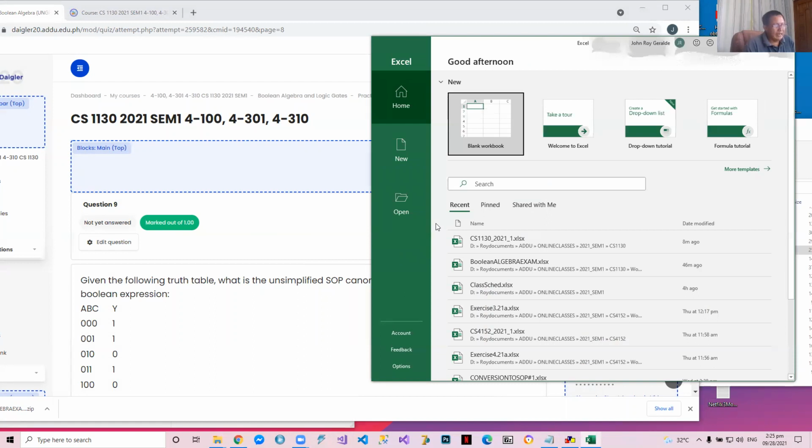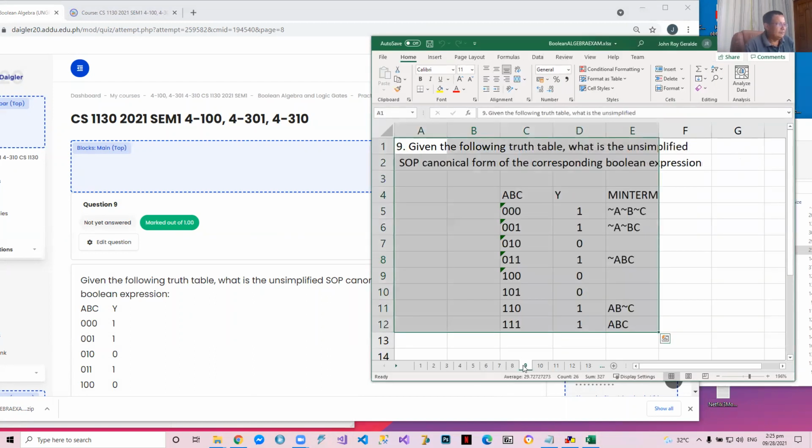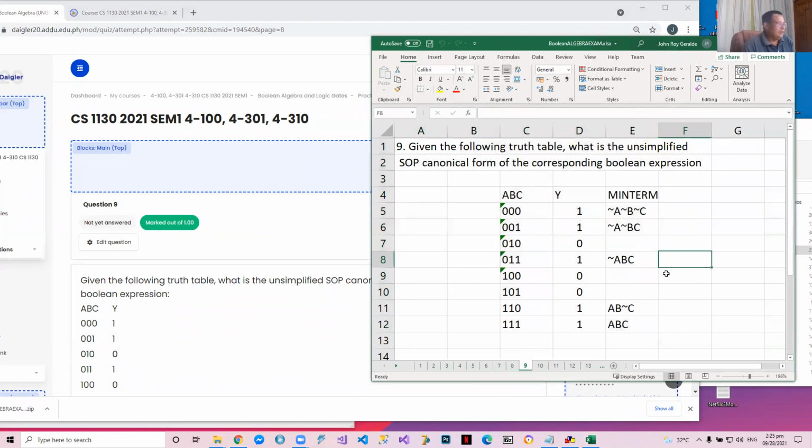We're now on question number 9. Given the following truth table, what is the unsimplified SOP canonical form? So, SOP, sum of products. Okay, so we are not given an expression. We are given a truth table. So therefore, it's easy, no? SOP, sum of products, will be looking for the minterms. So these are the minterms, the rows that are ones, okay? And then we'll just write them down.